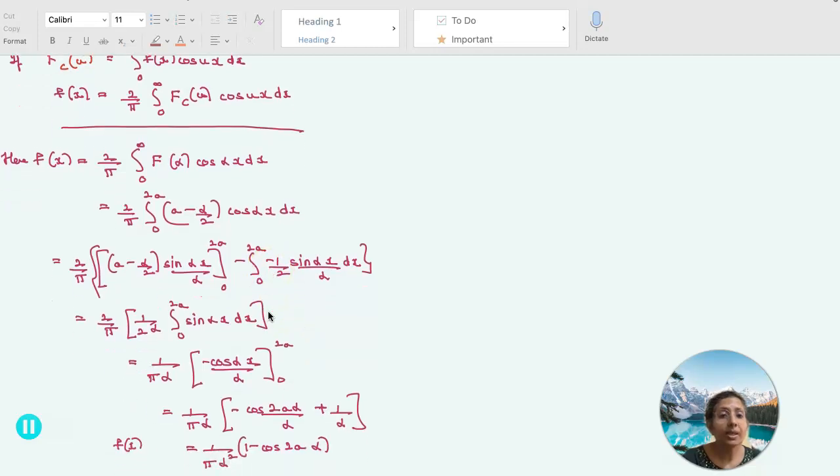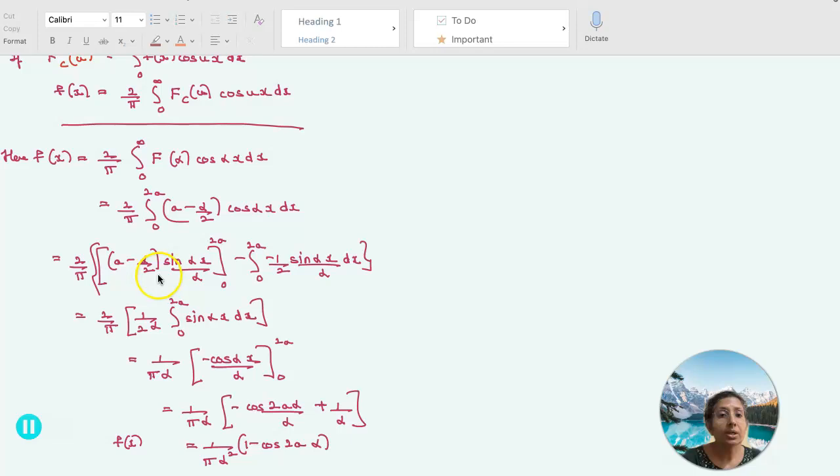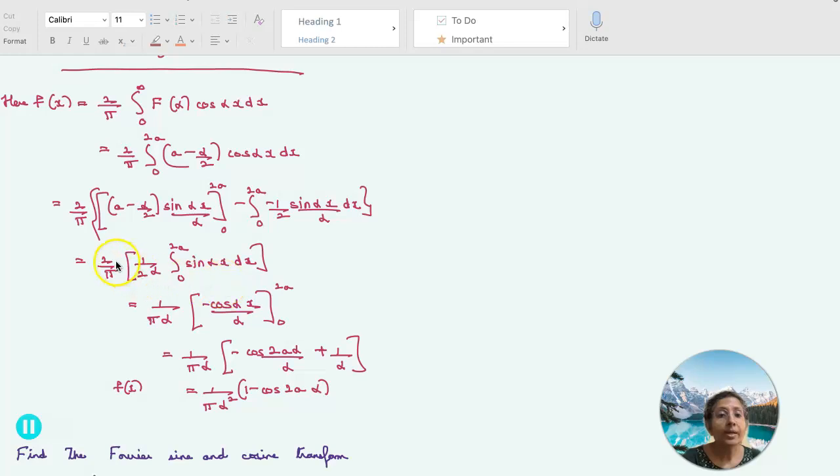So that will be 2 by pi. When you put alpha as 2a, you get 1 by a (2a minus alpha by 2). So this whole thing becomes 0, because you get a minus a and sine 0 is 0. So this is plus 1 by 2 alpha integral 0 to 2a sine alpha x dx. That will be, 1 by 2 gets cancelled, 1 by pi alpha.